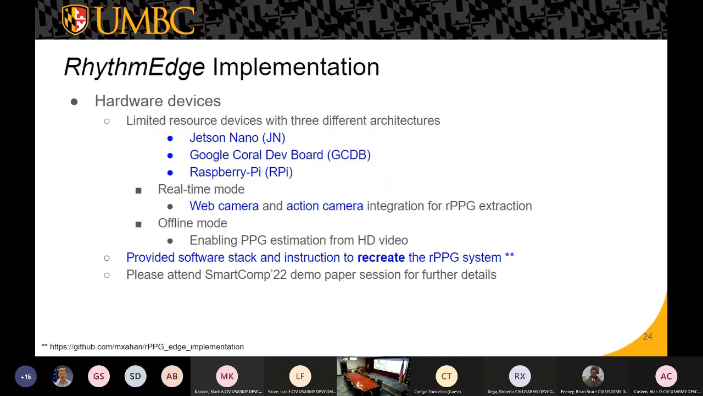And finally, we implemented our devices in three setups: Jetson Nano, Google Coral Dev Board, and Raspberry Pi. We also worked with three types of cameras: web cameras, action cameras, and DSLR cameras. So it works with that. The web camera we selected is pretty close to mobile cameras and other computer cameras, so it's equivalent to most computer web cameras and mobile cameras.